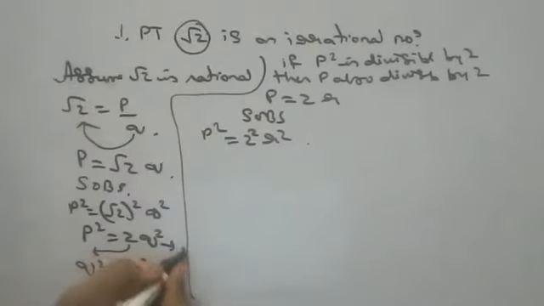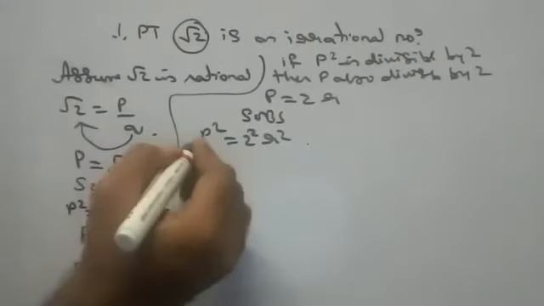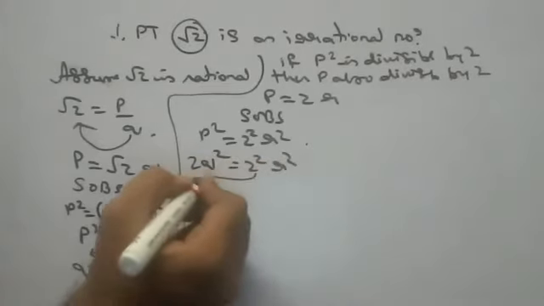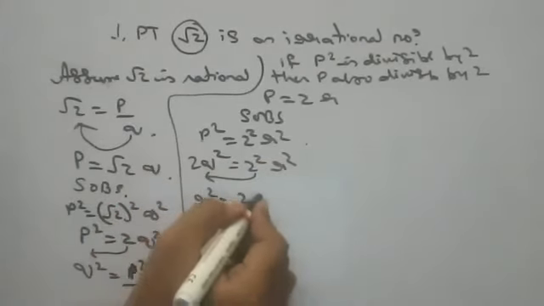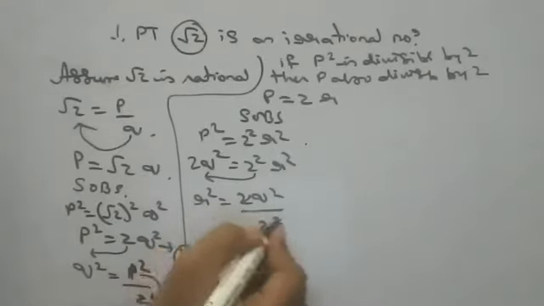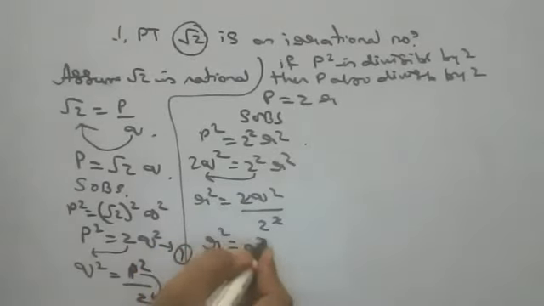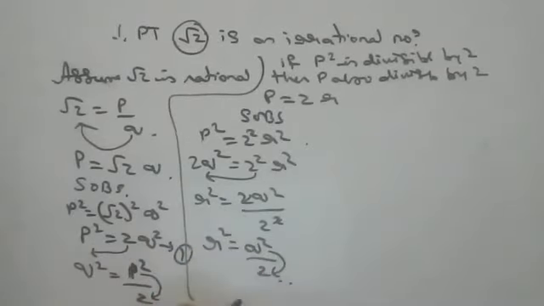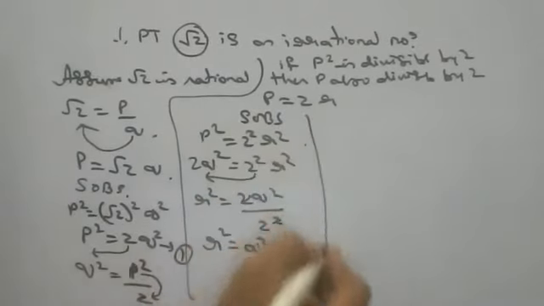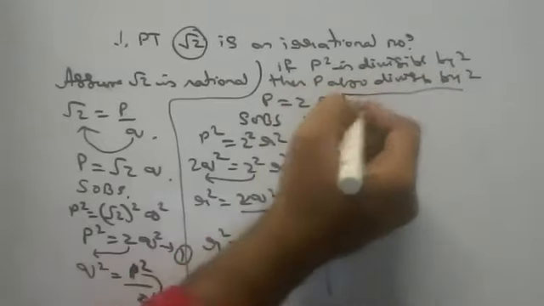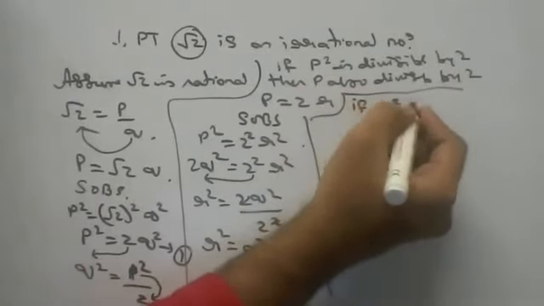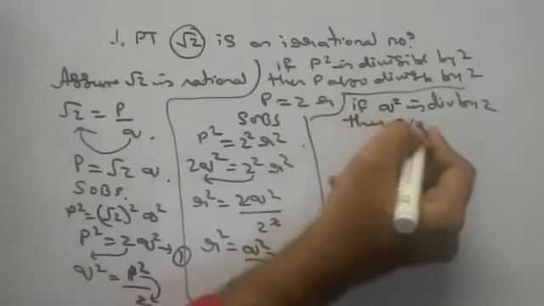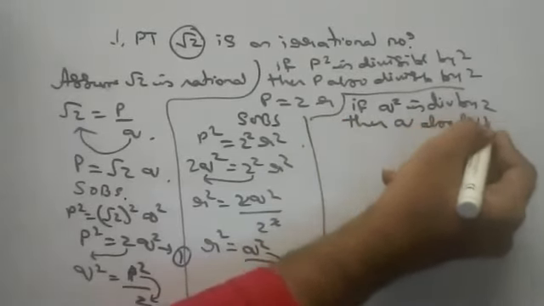But from equation 1, we know p square is 2q square. Here I will put 2q square equal to 2 square r square. Bring 2 square down. r square is equal to 2q square by 2 square. This cancels. r square is equal to q square by 2. What you got again? q square by 2. Again I'm writing, if q square is divisible by 2, then q also divisible by 2. Please copy down, children.